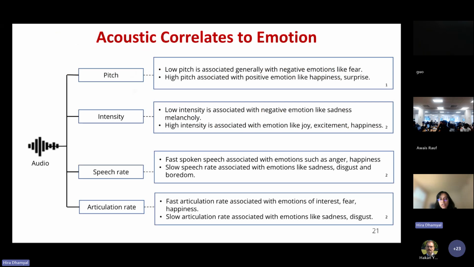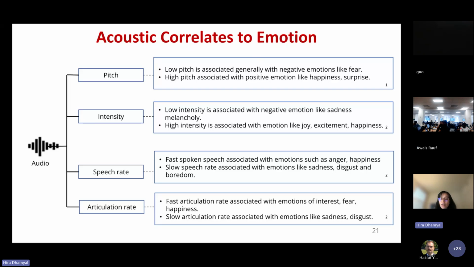And our methodology then is this. Given an audio recording, we extract these acoustic properties. Pitch is a property that we can extract from the signal, which tells us, for example, that generally females have higher pitch than males do. And all of these properties are something that prior work has already established are correlated to emotion. So for example, low pitch is generally associated with negative emotions like fear, and high pitch is associated with positive emotions like happiness or surprise.